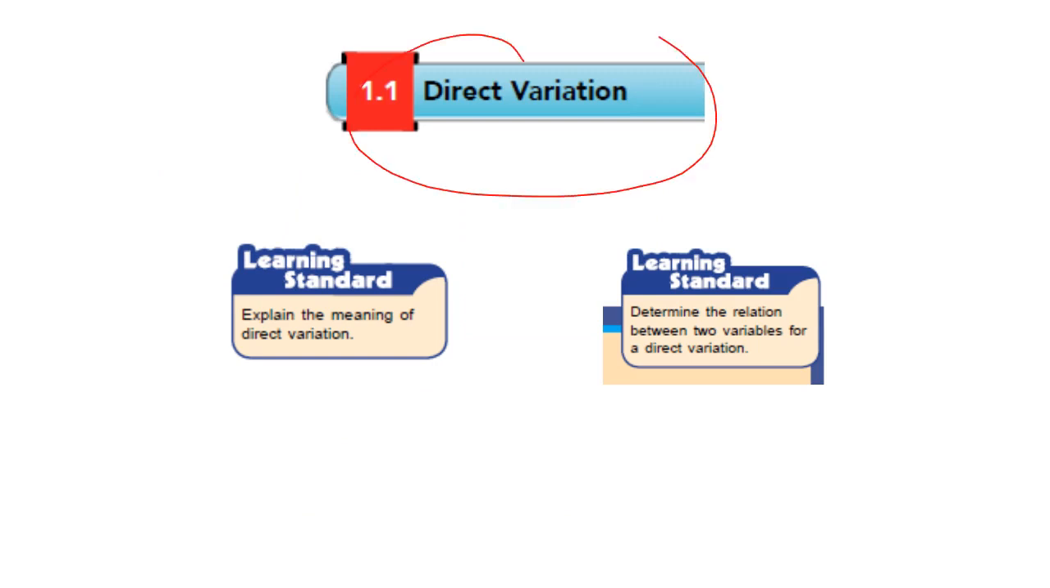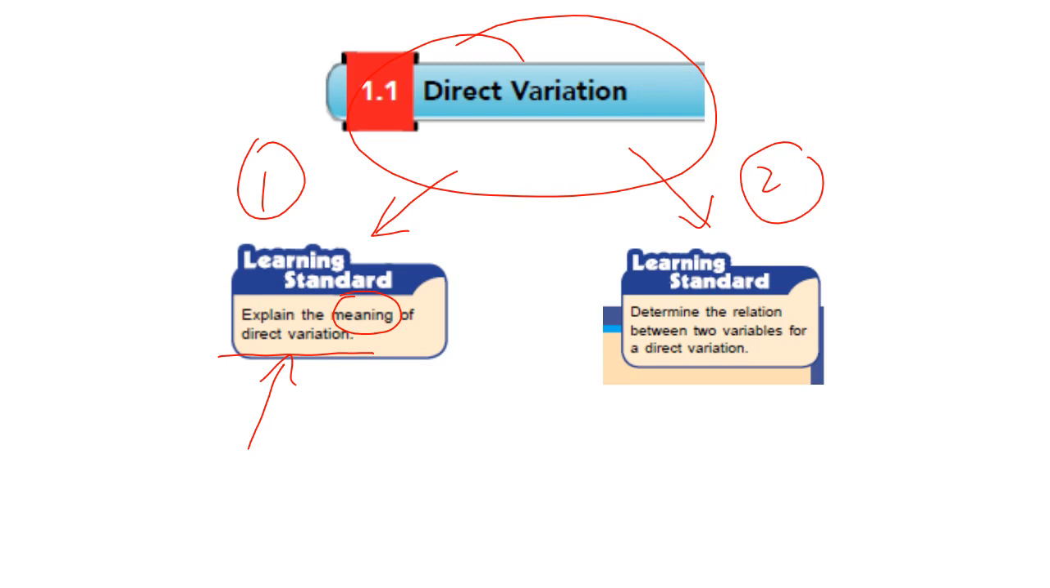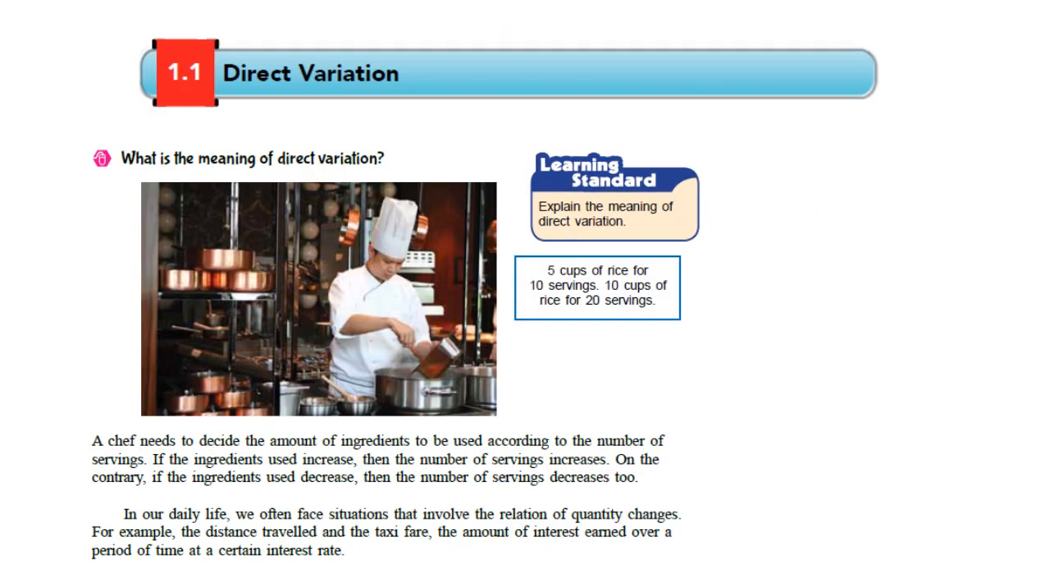Okay, class, direct variation. Today there are only two learning standards. Number one, you will be able to explain the meaning of direct variation. This is the concept, very important. And the second one is to determine the relation between two variables for a direct variation. Okay, let's see the meaning.